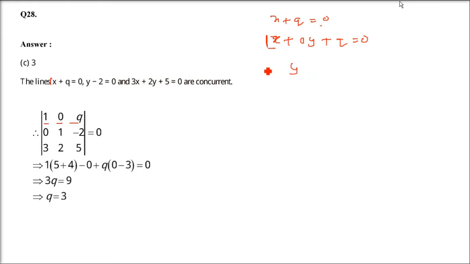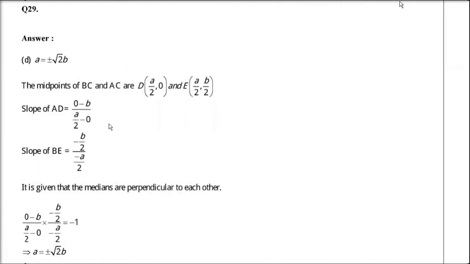How about the other one? y minus 2 equals 0. Let us write it in the standard form: 0x plus y minus 2 equals 0. So this is 0, 1 and minus 2. So A2, B2, C2 are there. Now 3, 2, 5 is the third one: A3, B3, C3. Now just put the determinant equal to 0 and you will get q. I hope you will be able to do it. Determinant equals 0, q equal to 3 will come.